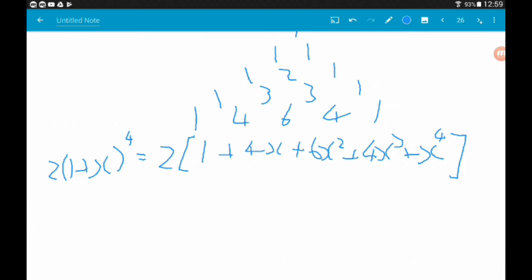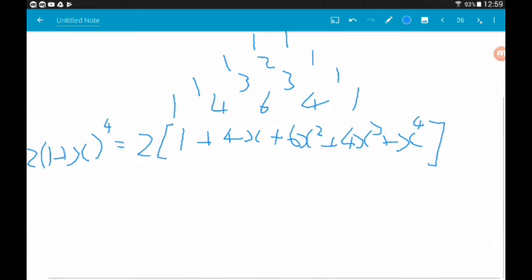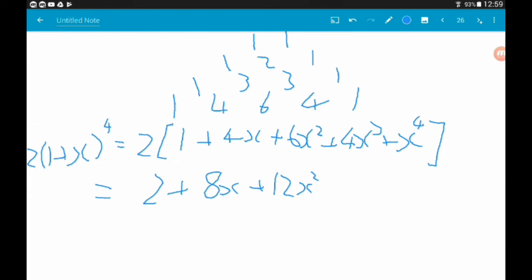So now we simply multiply each of those terms by the 2 on the outside. So we got 2 plus 8x plus 12x squared plus 8x cubed plus 2x to the power of 4. And that is our answer to 2 lots of (1 plus x) to the power of 4.